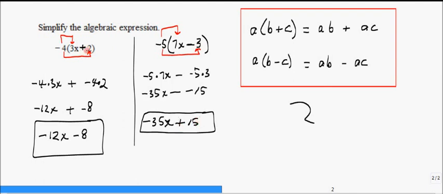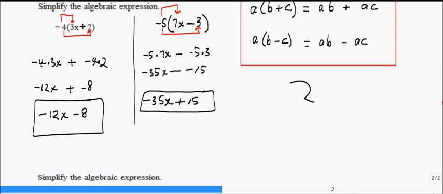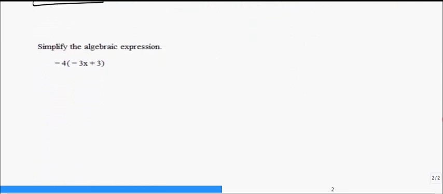Same thing with this one. We could have done it the same way, going directly to the finished product. Negative 4 times a positive 3x is a negative 12x. Negative 4 times a positive 2 is a negative 8. All right? It's probably worth doing one more, maybe even another one after this.